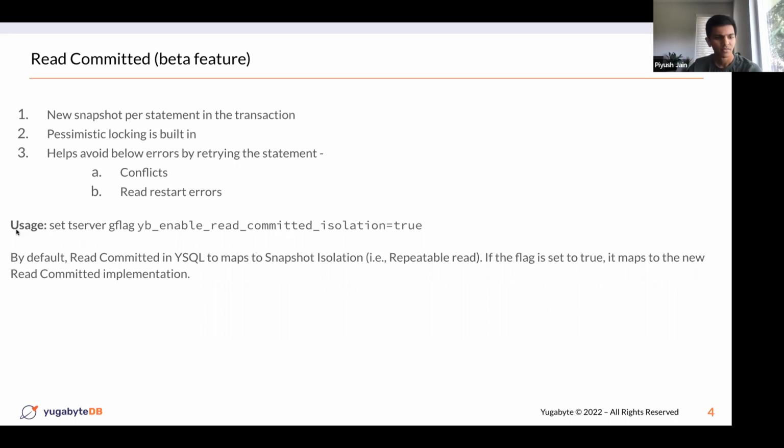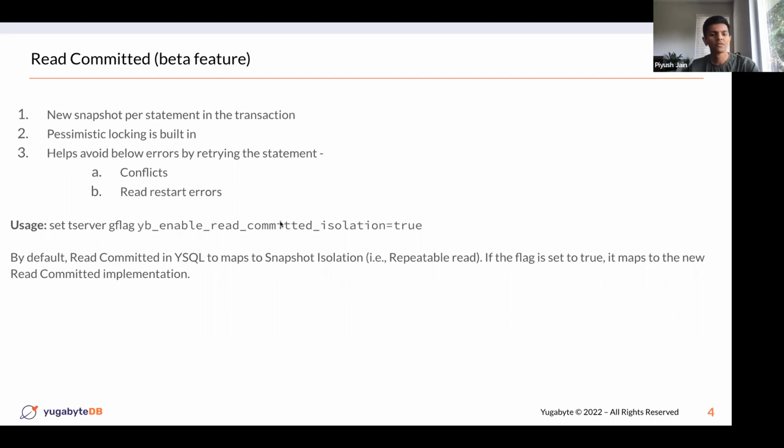But moving on, this is just the usage, how you can use this on a Yugabyte cluster, be it 2.12, 2.13. Both of them have this. So earlier, read committed was mapping to repeatable read in Yugabyte. That's because we didn't have read committed. Now, if you want to map the syntactic read committed in YSQL to the real read committed, you just have to turn this flag on, right? That should get you going.